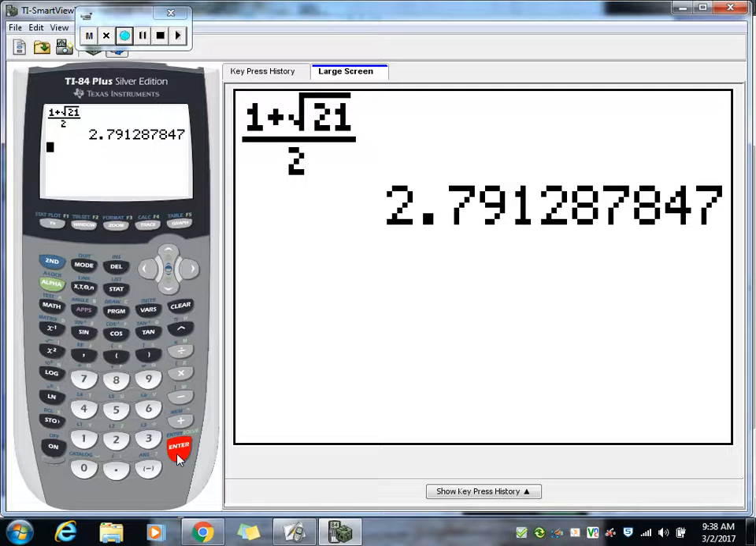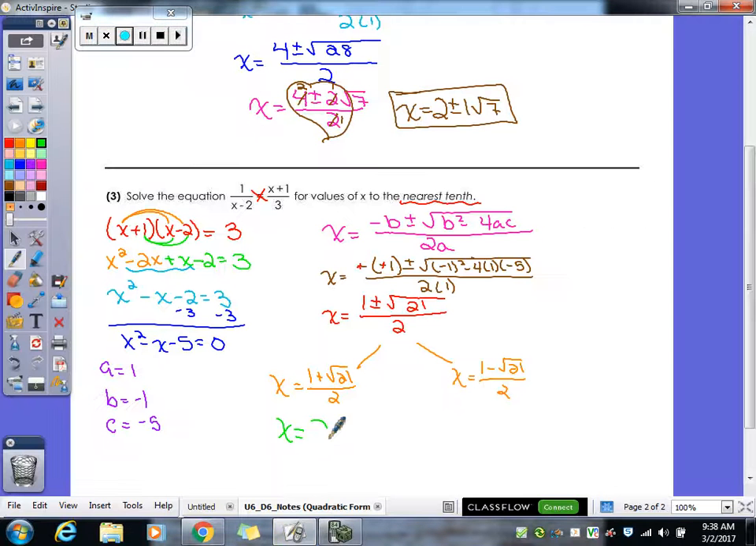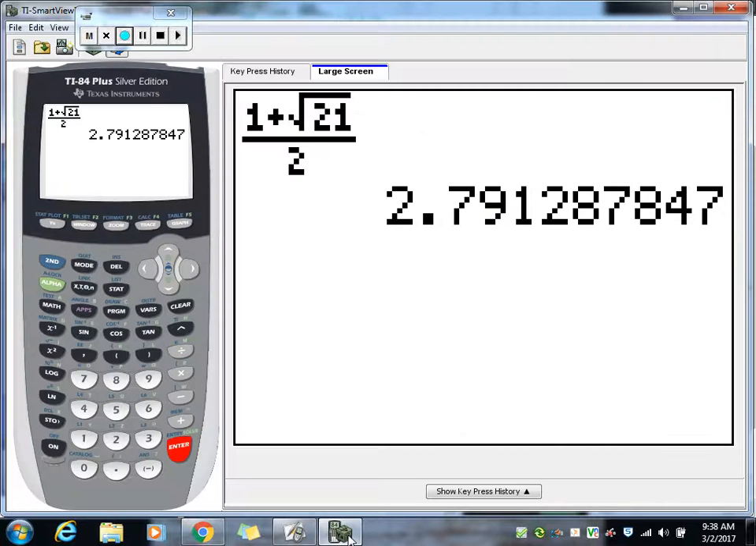So to the nearest tenth, what would we have? 0.8. 2.8. No, it doesn't always work out that way. You still have to do the other one in the calculator.